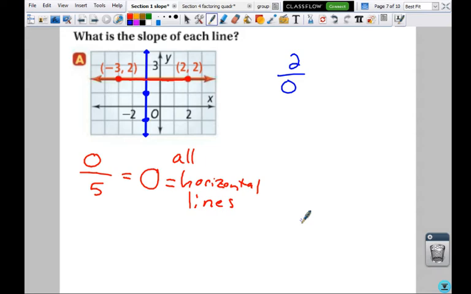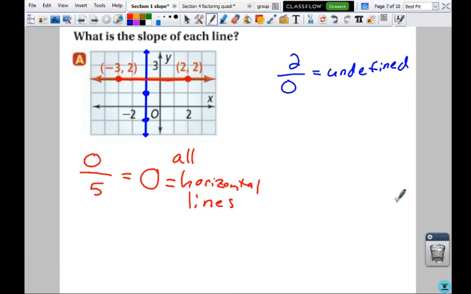Anytime you try to divide by 0, it gives you an error because you cannot divide by 0. So this is undefined. All completely vertical lines, all straight up and down lines, are undefined. You don't even need to do any work. You just say undefined and you're done.